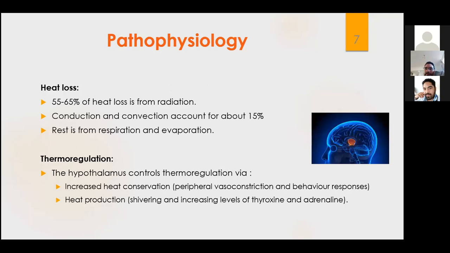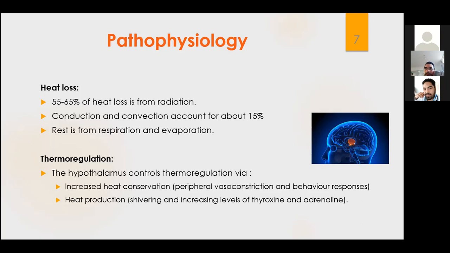So let me discuss heat loss. 55 to 65% of the heat in our body is lost in the form of radiation. This concept is important in the management of hypothermia. Conduction and convection account for about 15%, and the rest is from respiration and evaporation. So when we are managing a patient with hypothermia, we should think about the radiation of heat from the body, so we can control that.